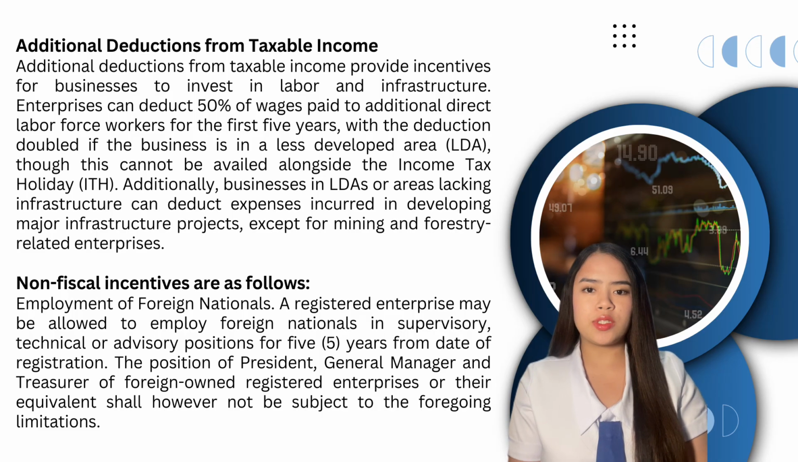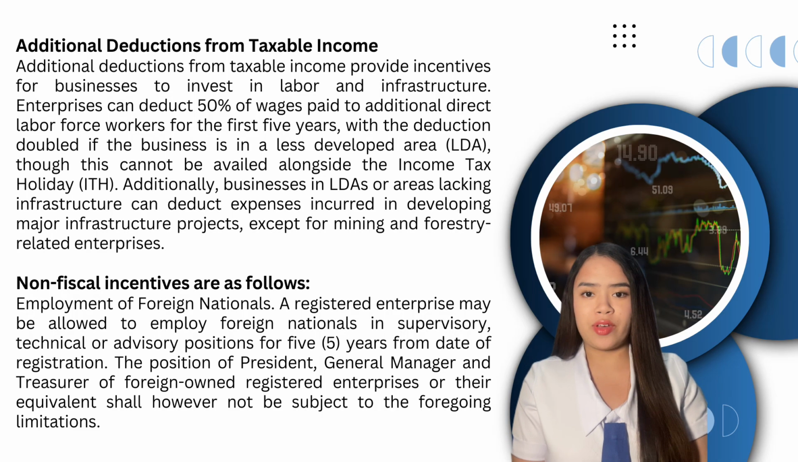Additional deduction from taxable income. Additional deductions from taxable income provide incentives for businesses to invest in labor and infrastructure. Enterprises can deduct 50% of wages paid to additional direct labor force workers for the first 5 years, with the deduction doubled if the business is in a less developed area, though this cannot be availed alongside the income tax holiday. Additionally, businesses in LDAs or areas lacking infrastructure can deduct expenses incurred in developing major infrastructure projects, except for mining and forestry related enterprises.